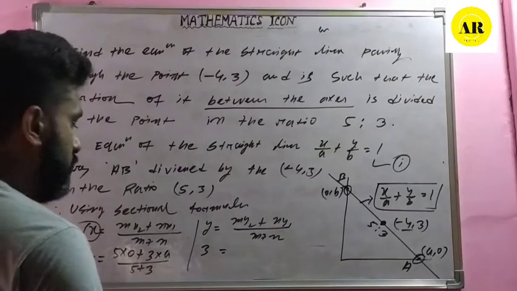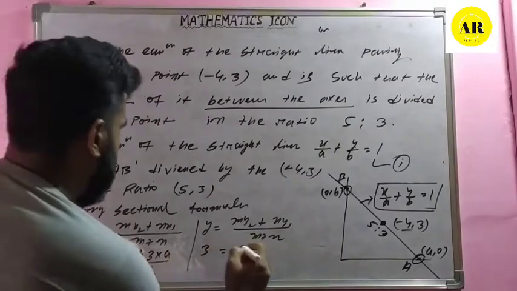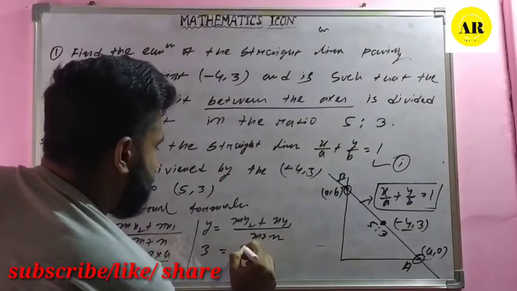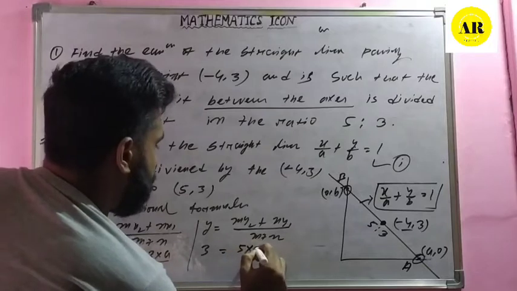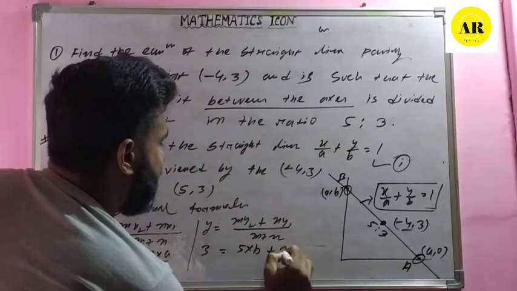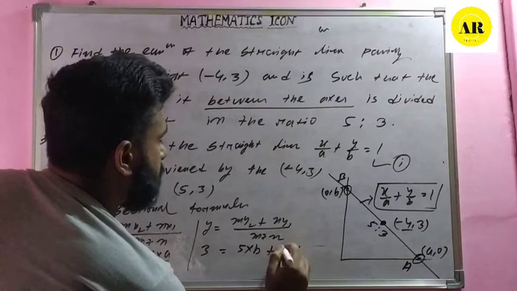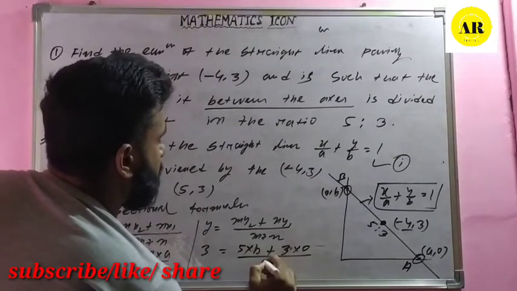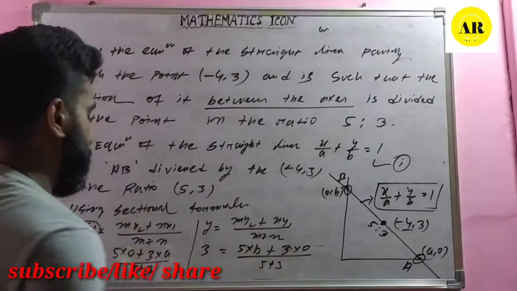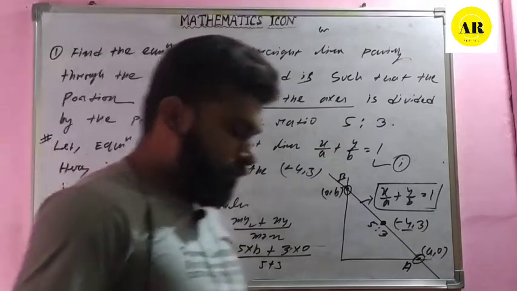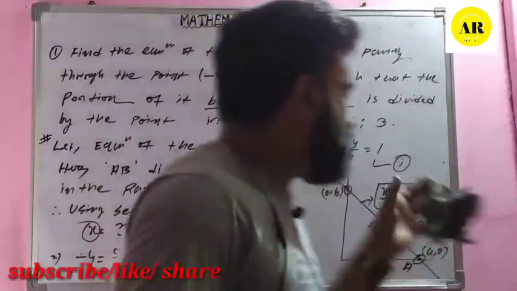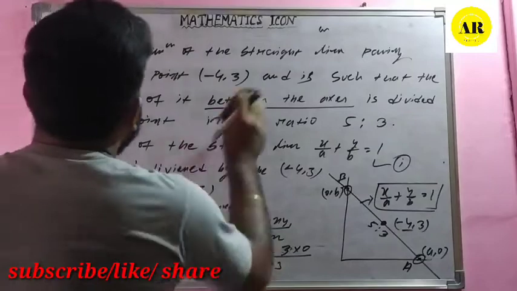Okay, so here and here, my2, that means m is 5, into y2 means b, plus n y1, that means n is 3 here, into 0, by m plus n, that means 5 plus 3. Okay, so I think from this concept we will get the values of a and b.